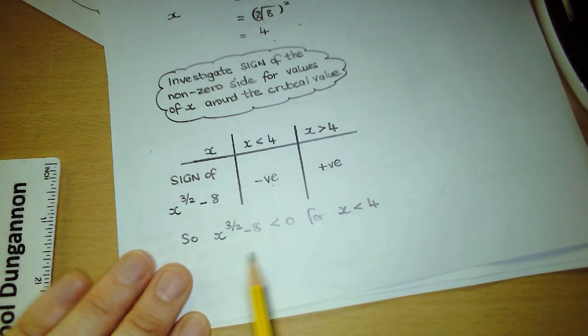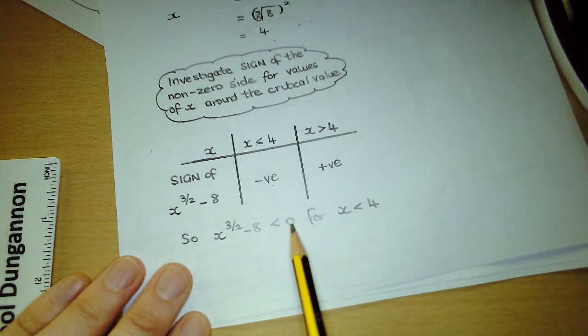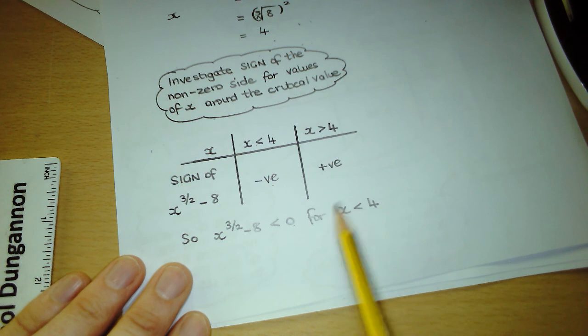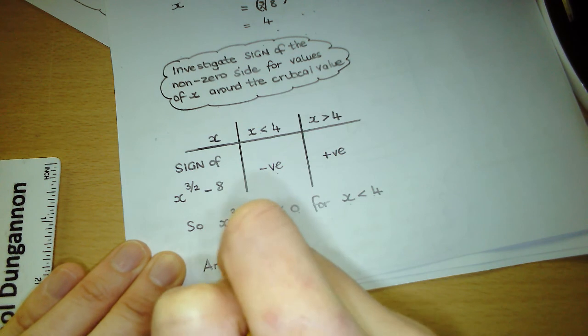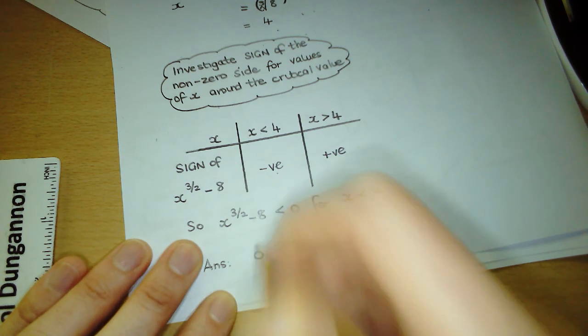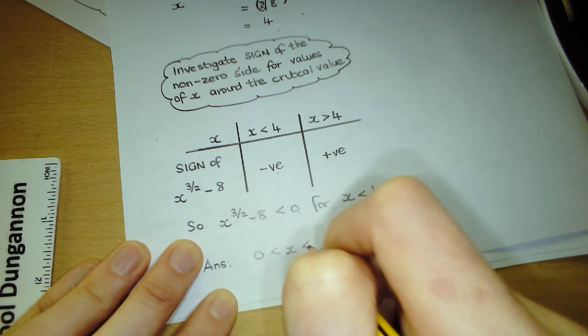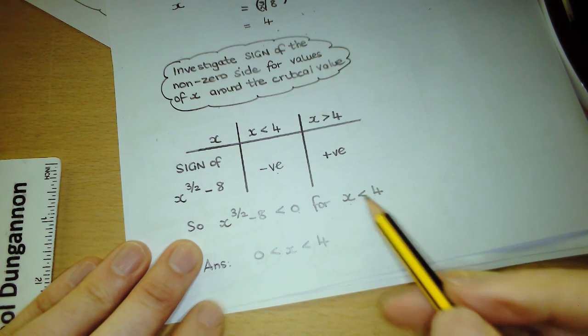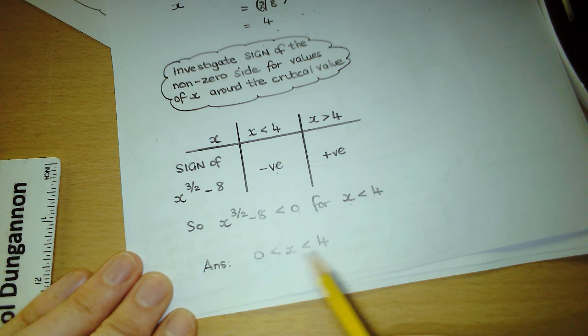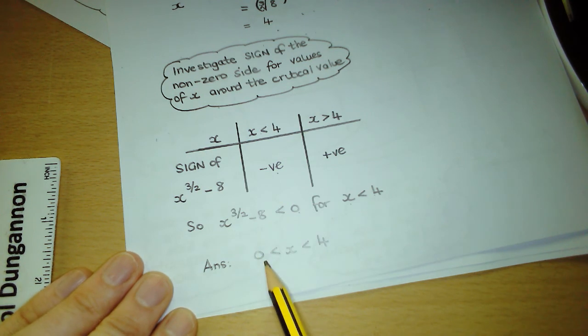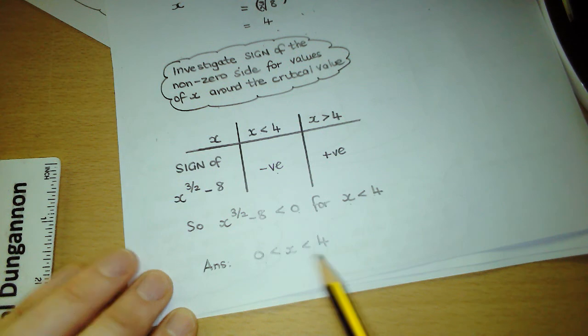So the inequality is only less than 0 when x takes any value less than 4, but x also has to be bigger than 0. So our final answer is 0 must be less than x, which must be less than 4. So x can take any value less than 4, but remember, x has to be bigger than 0. So the range of values of x for which this inequality holds is x takes any value between 0 and 4.